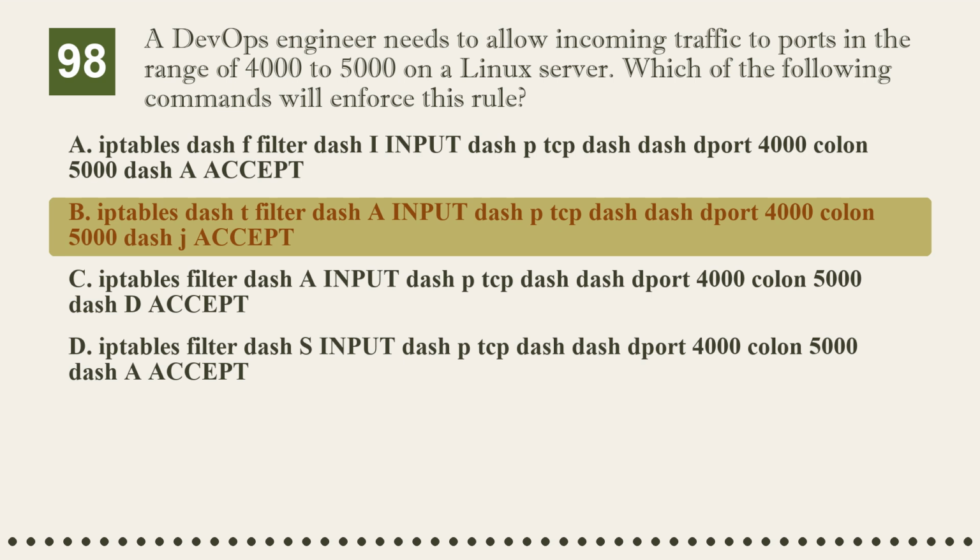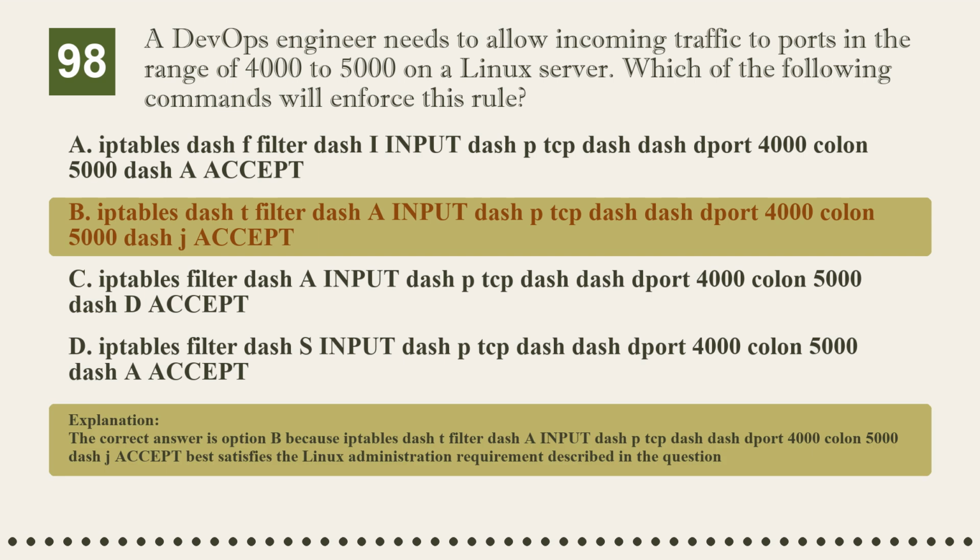The correct answer is option B, iptables -t filter -A input -p tcp --dport 4000:5000 -j accept, because it best satisfies the Linux administration requirement described in the question.